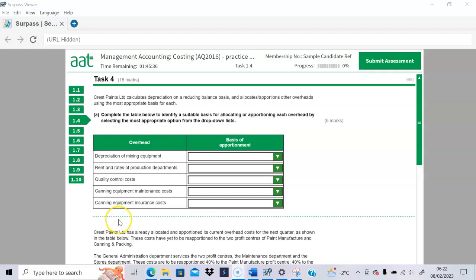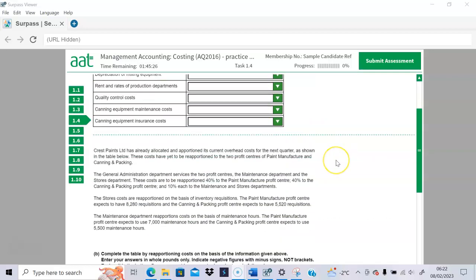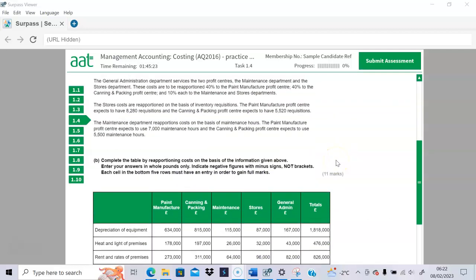Okay, right. So what we're looking at here is that when we want to share overheads into production centers, if we want to get rid of them, we need to decide, if we have a big overhead, say rent for example, how are we going to split it between all these departments? Because these departments like paint, manufacture, maintenance, they might all be in the same space.